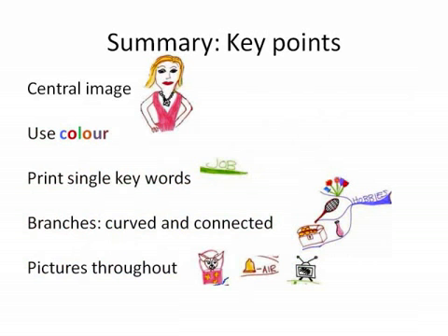So to summarize, begin with a central image. Use colour throughout the whole mind map. Print the single keywords on the branches and make sure those branches are curvy because it looks more interesting and also connected to each other. Also use pictures throughout the whole mind map.